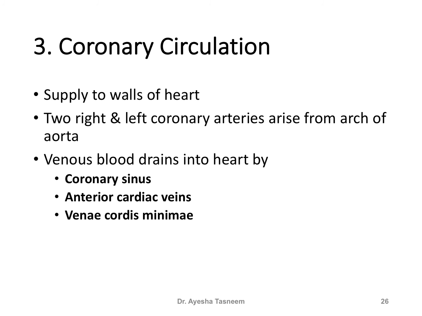Now we come to the third type of circulation, that is the coronary circulation. In coronary circulation, the blood is supplied to the walls of the heart. Two right and left coronary arteries arise from the aorta and supply the heart. The venous blood drains into the heart by the coronary sinus, which is short, wide, and opens into the right atrium, and drains about 66% of blood from the walls of the heart.